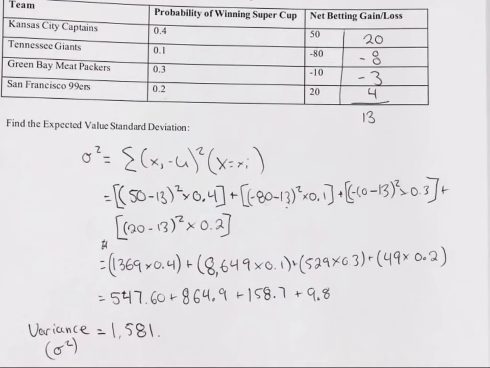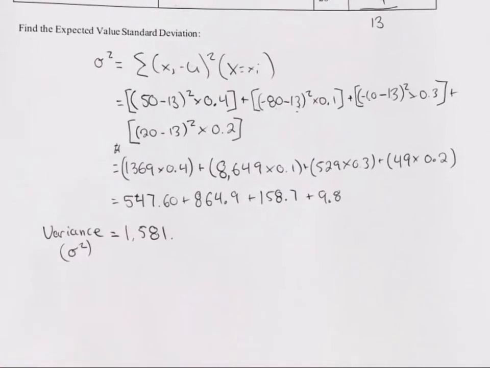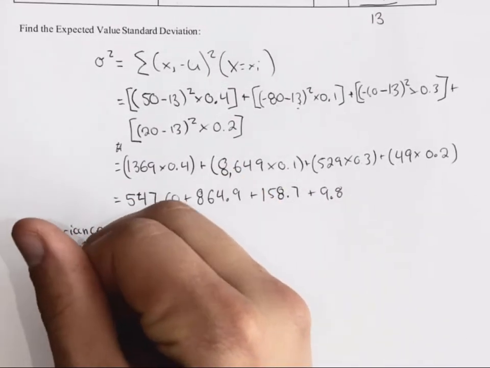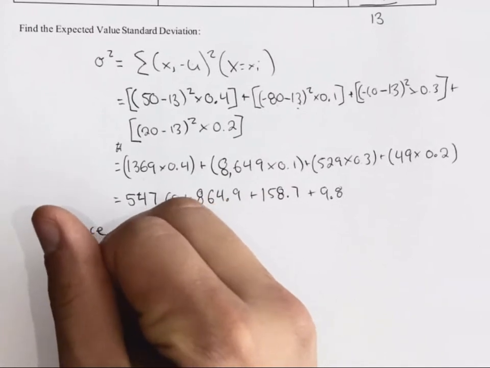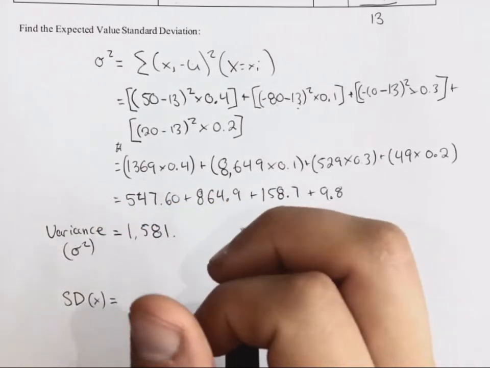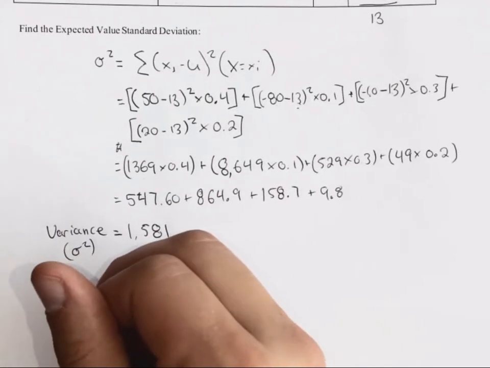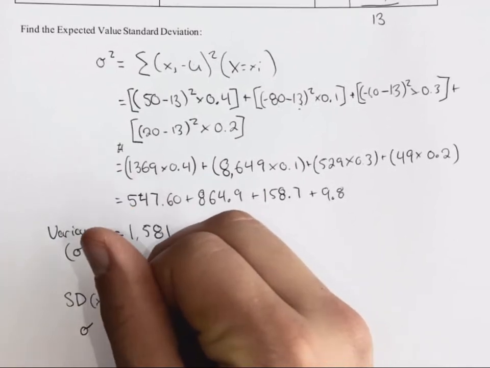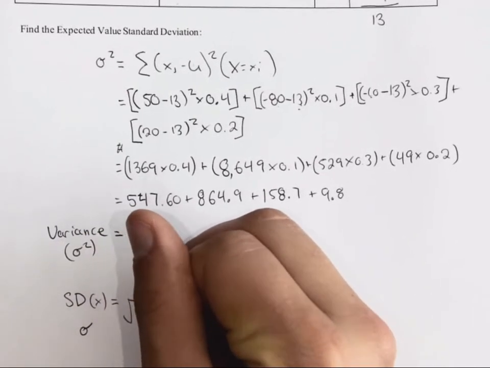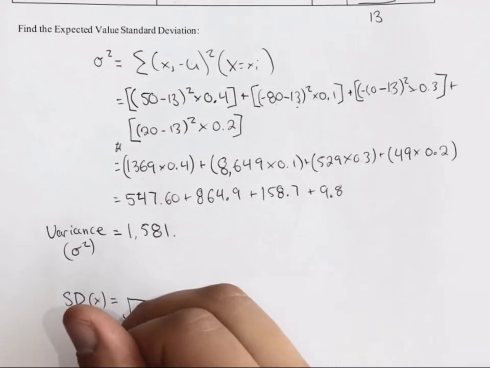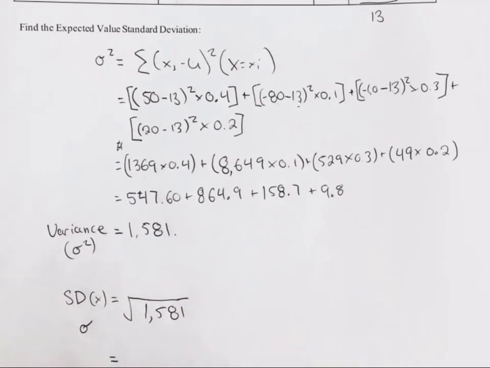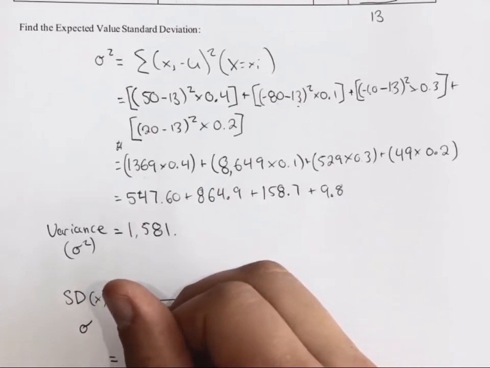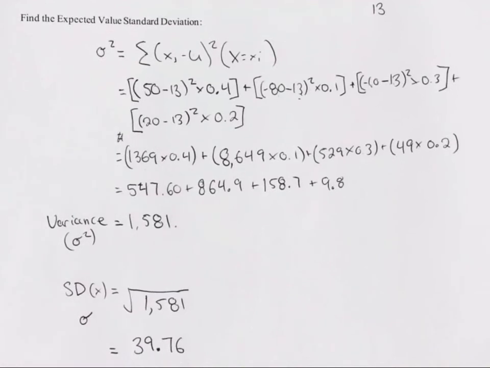Now, with our standard deviation, of course, it is taking the square root of our variance. So our standard deviation is going to be $39.76. So what does that mean?